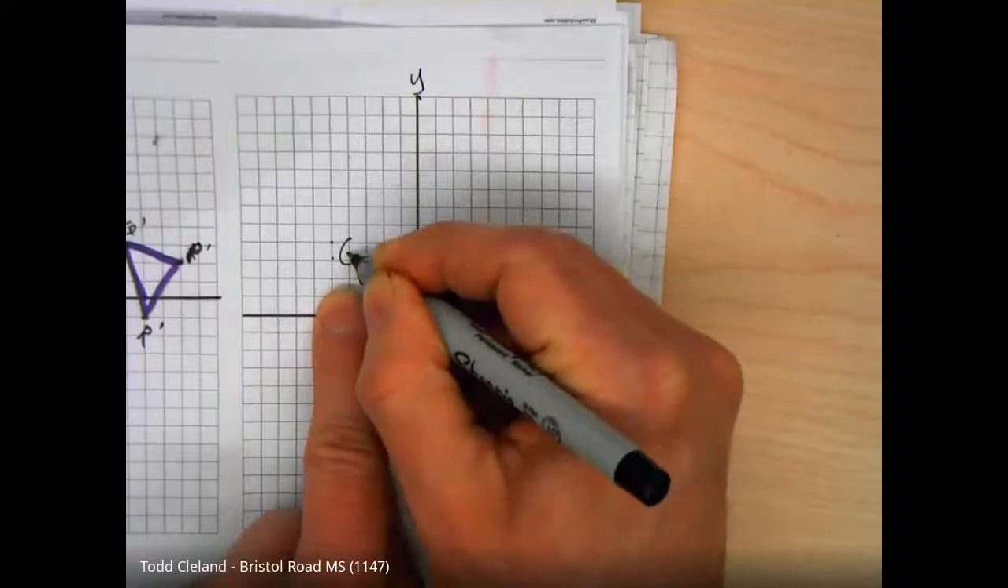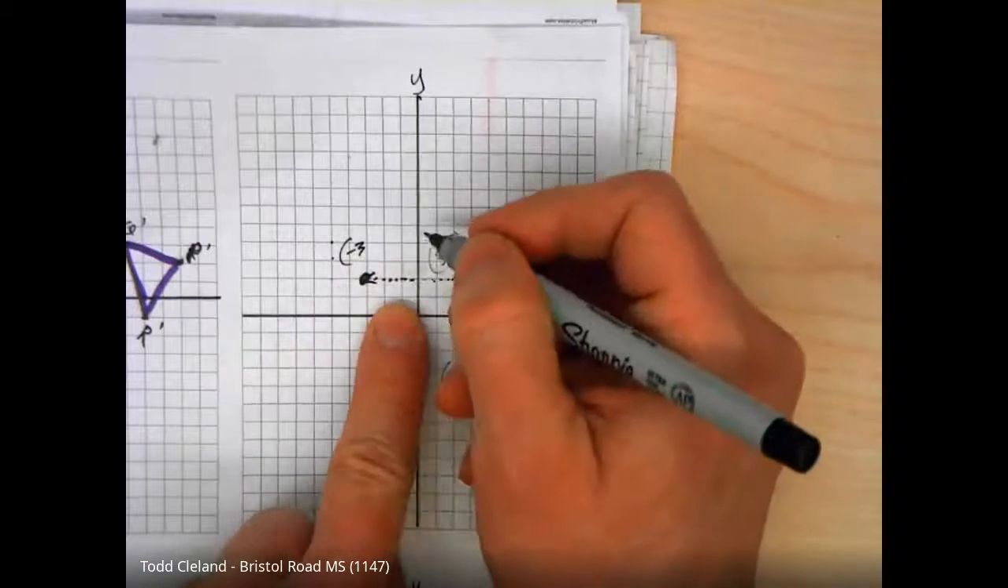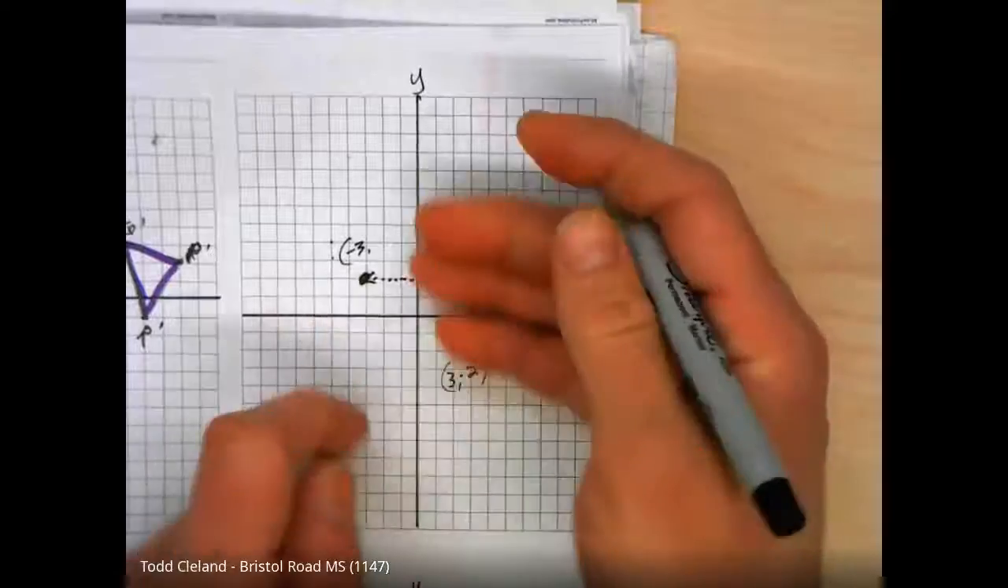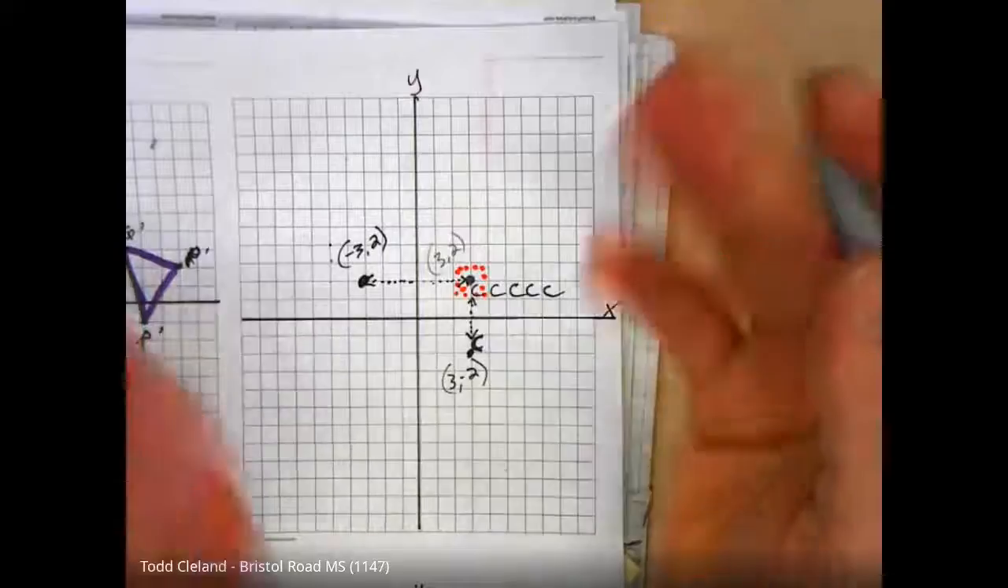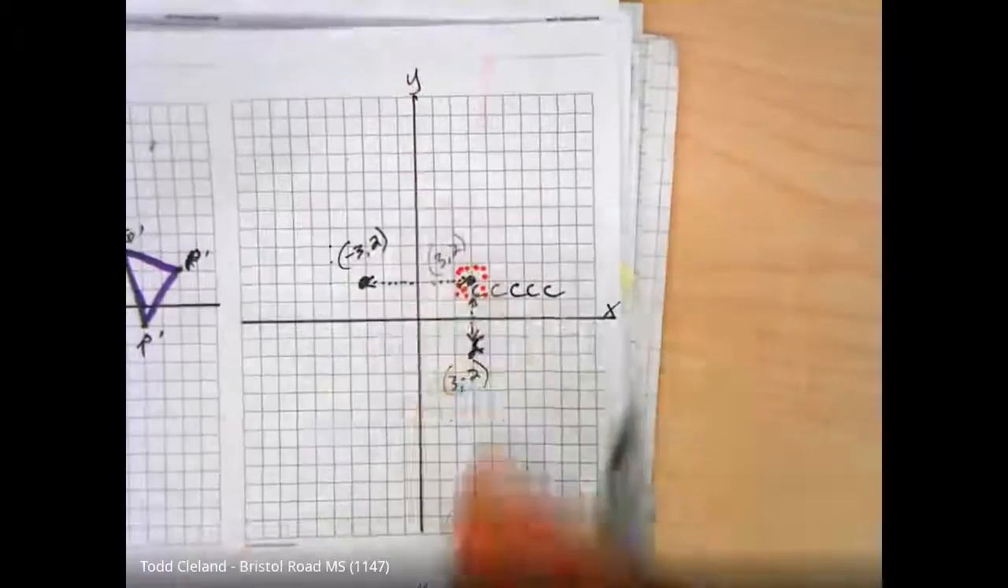And so when I'm going across the y-axis, the x changes. If I go across the x-axis, the y changes. But the other coordinates stay the same. So this is across the y, this is across the x.